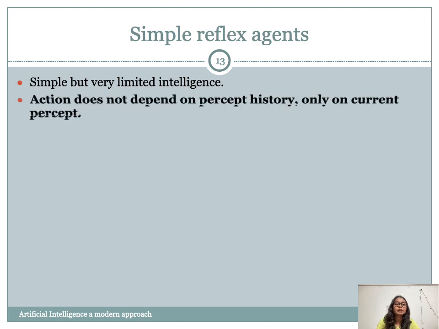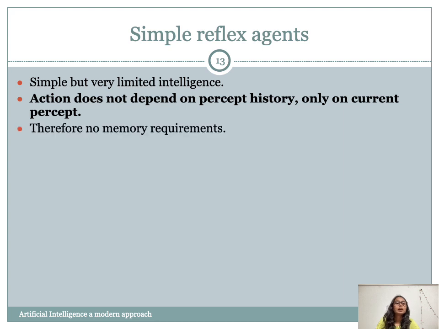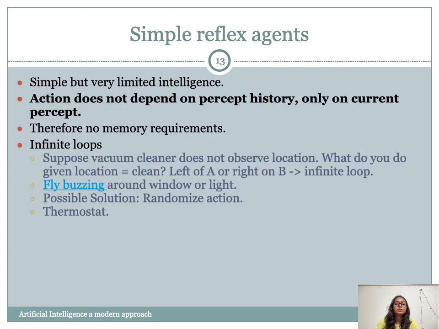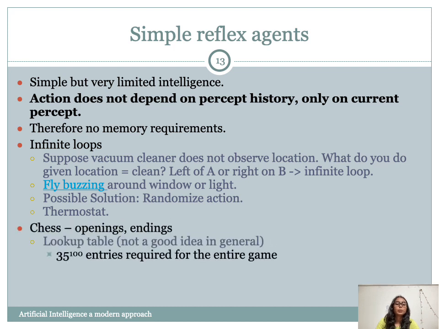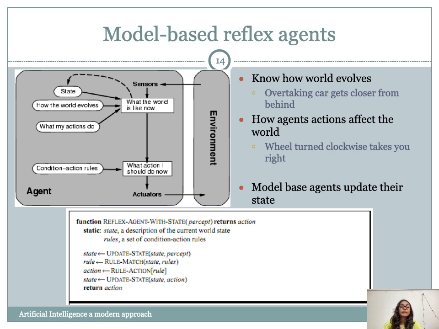Simple but very limited intelligence. Action does not depend on percept history, only on current percept. Therefore, no memory requirement. Infinite loop. Suppose the vacuum cleaner does not observe location. What do you do given a clean status? Move left of A or right on B. Infinite loop, like a fly buzzing around a window or light. Possible solution: randomize action. Thermostat. So chess openings, endings: a lookup table would require 35 to the power 100 entries for the entire game.